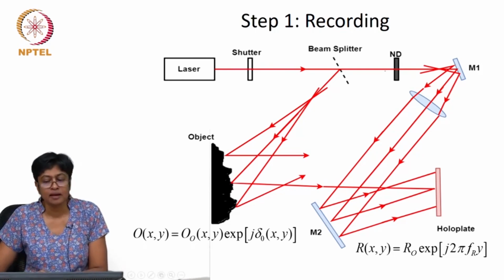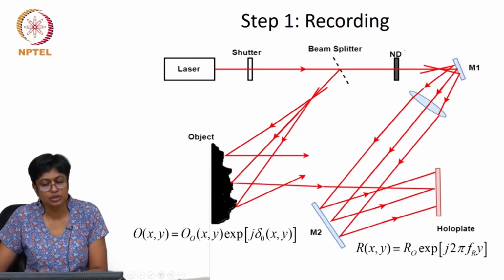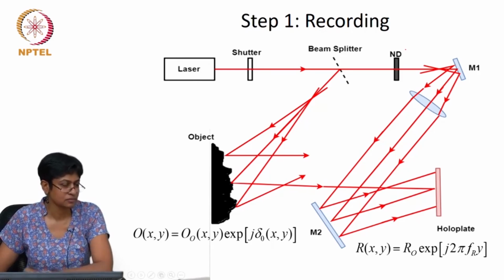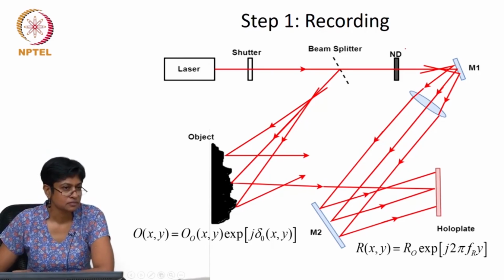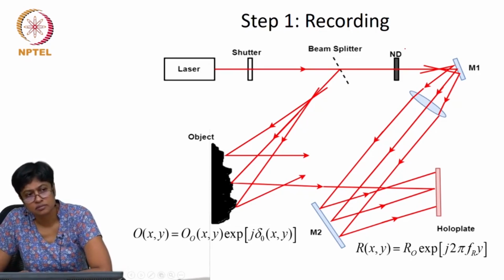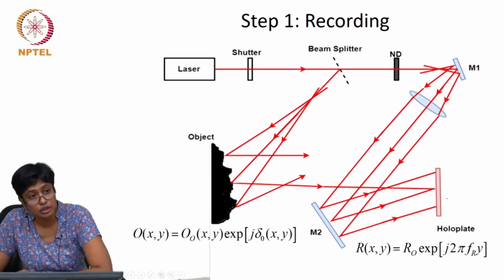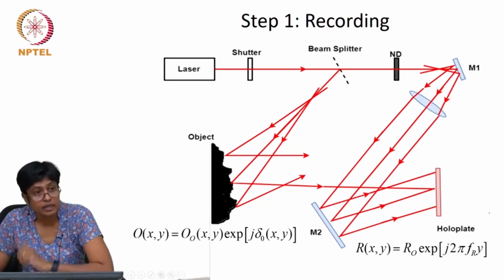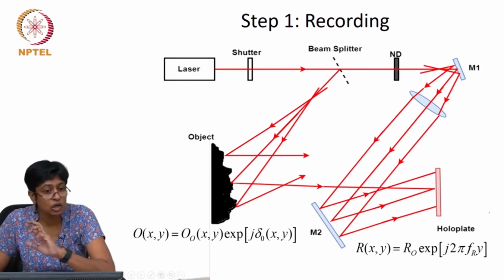This ND is actually a neutral density filter. It just cuts the intensity of light. Why do we have this here? To help with the visibility. You want the fringes that are recorded to have good visibility. That means they're seen well, the modulation depth is high. In order to do that, the intensity of both these beams must be as close as possible.